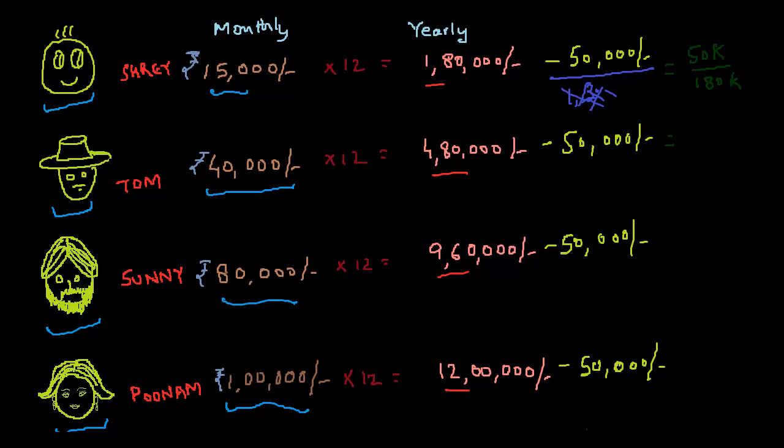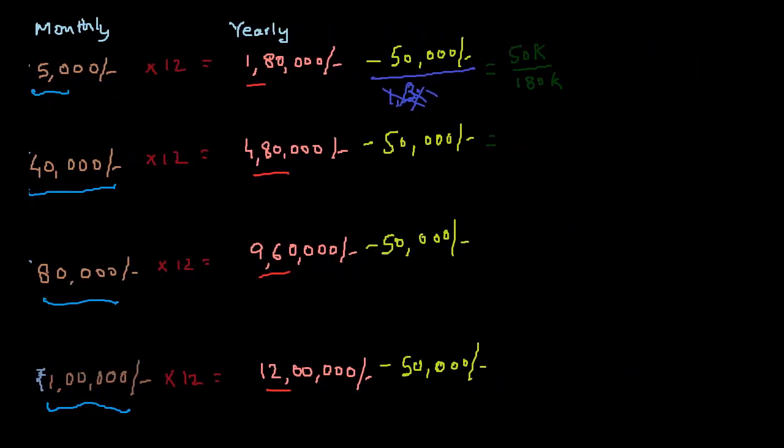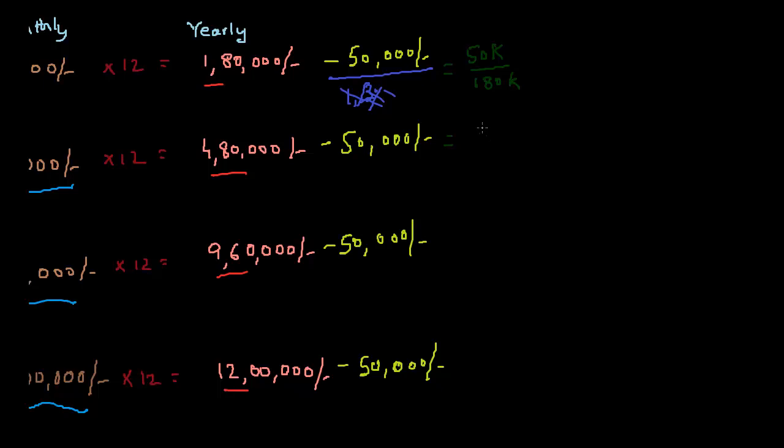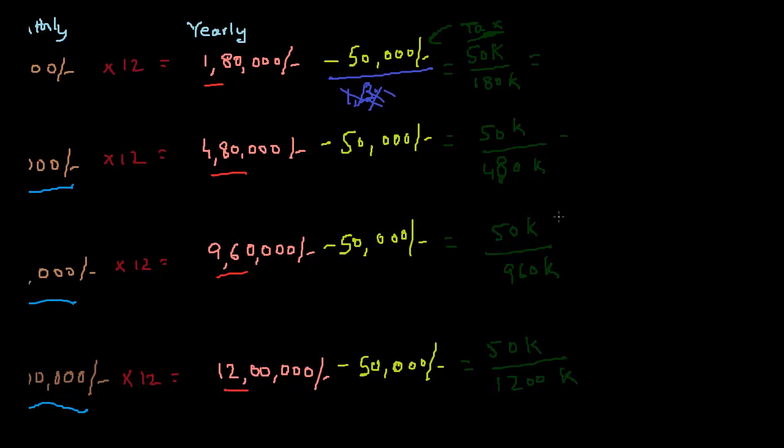50,000 upon 180,000. Here 50,000 is the tax that we have paid. So 50,000 upon 480,000. Similarly, 50k by 960k, that is 960,000, and similarly 50,000 upon 1200k. Now, what's the tax rate that will come out to be? I have already calculated these amounts, so I'm not going into detail of the real calculations.